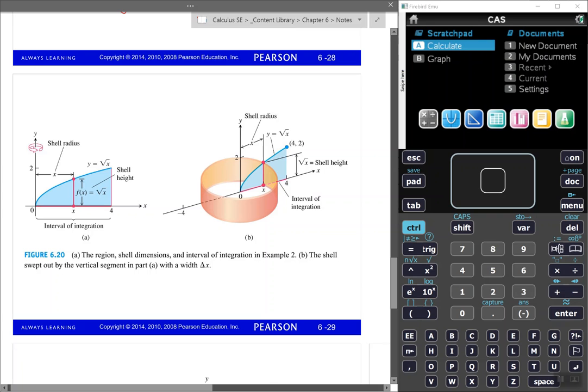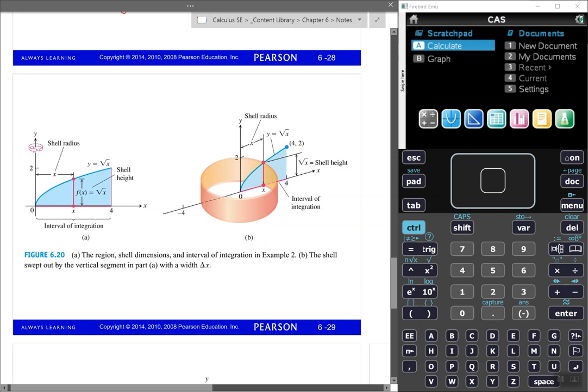We have this example here. So we have the function y equals the square root of x, and we are rotating it over the y-axis. So we have different letters. It's a function of x. We are rotating it over the y-axis. So this is when you're going to use shells, when you have different letters.